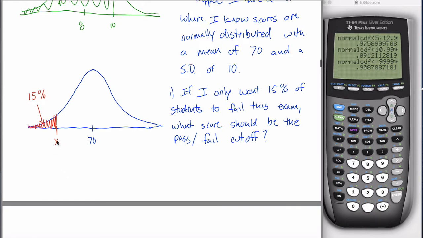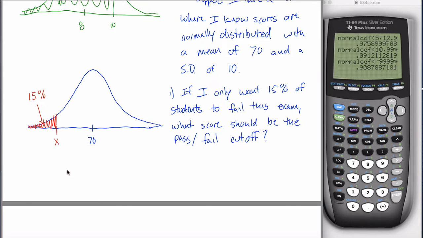So how are you ever going to find this? Well, you could guess and check your way there through normal CDF. Lower bound, negative 9999. Upper bound, I don't know, let's try 50. Center would be 70, and spread would be 10. Here's my standard deviation. I could try that and see what I get. And if I get exactly 15%, cool, I'm right, and I'm done. But I'm probably not going to, right? So I'd have to guess again and adjust my answer. It's not a very efficient way to do this.